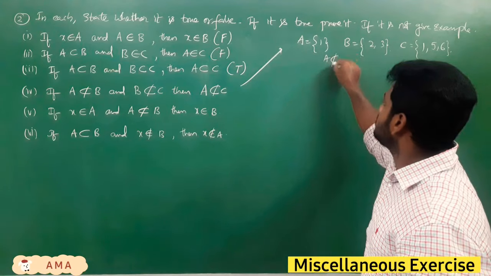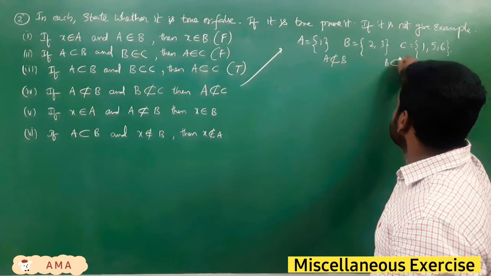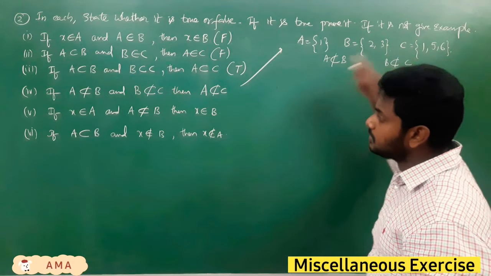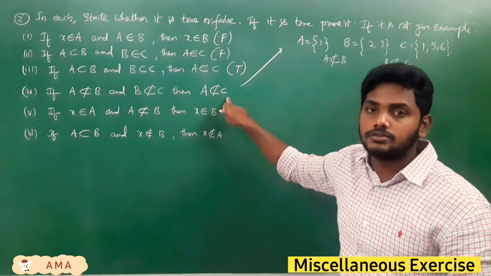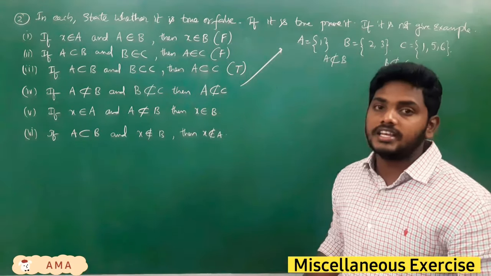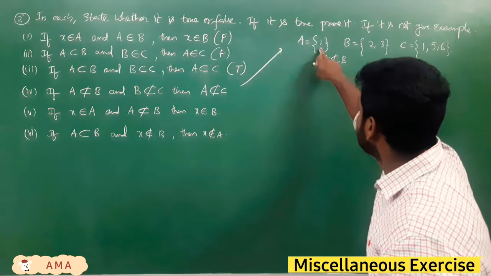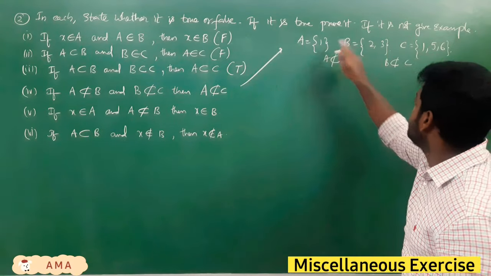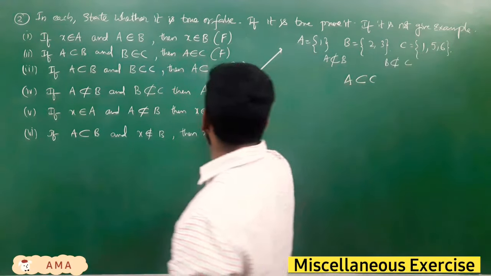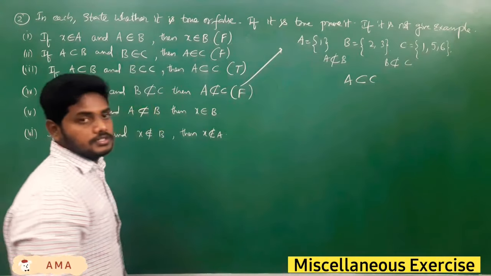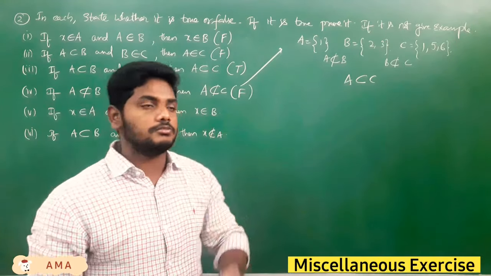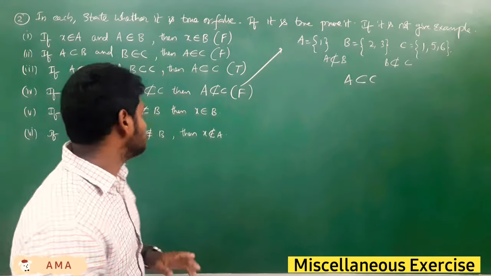Therefore, A is not a subset of B, B is not a subset of C. But is A a subset of C or not? But what they have given is A not a subset of C. In some cases it may be true, but when it comes to all cases it is false. Why? Because A is a subset of C here. 1 is present here. Therefore, A is a subset of C. So it is false. When we consider false, if any one single condition fails, that statement will be false.